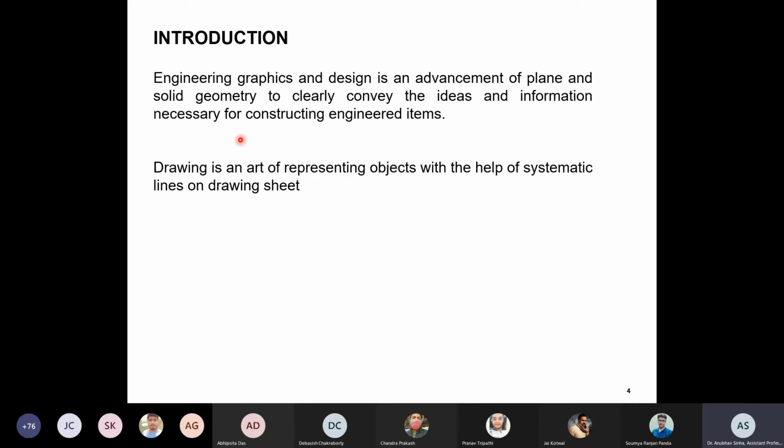So for that, drawing is there. So basically there is a systematic procedure in which you draw, and the drawings are supposed to convey some meaning. So we'll see. It has to be standardized and uniform across everyone.